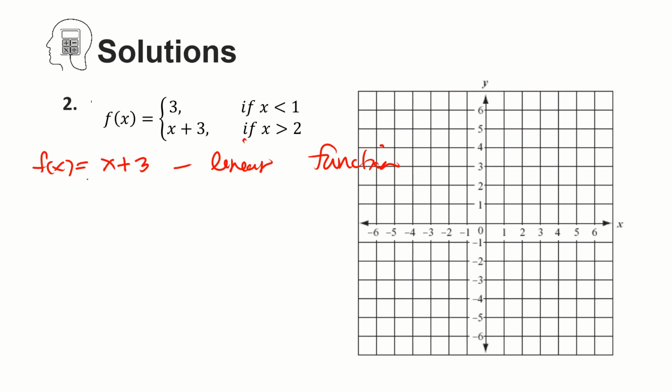So the slope, here, we can rewrite this as 1 times x plus 3. So the slope is 1 over 1. So m is 1 over 1. And then our y-intercept is equal to 3. So in graphing a linear function, we need to identify the slope and the y-intercept.